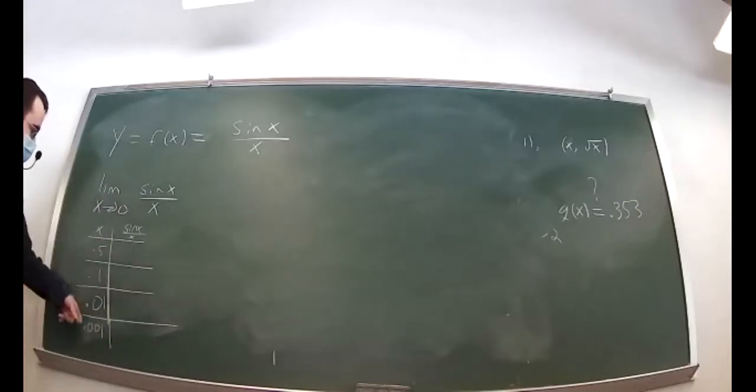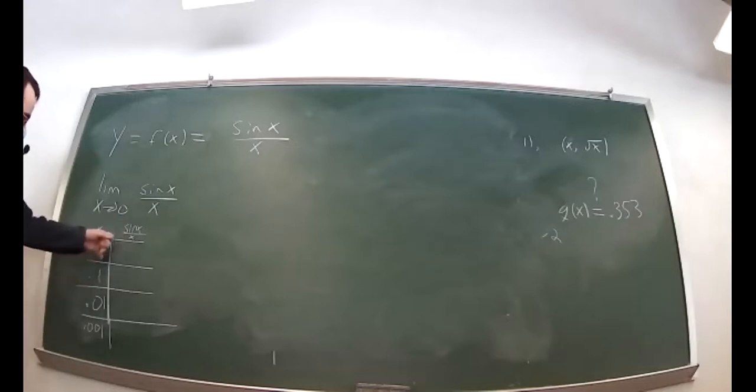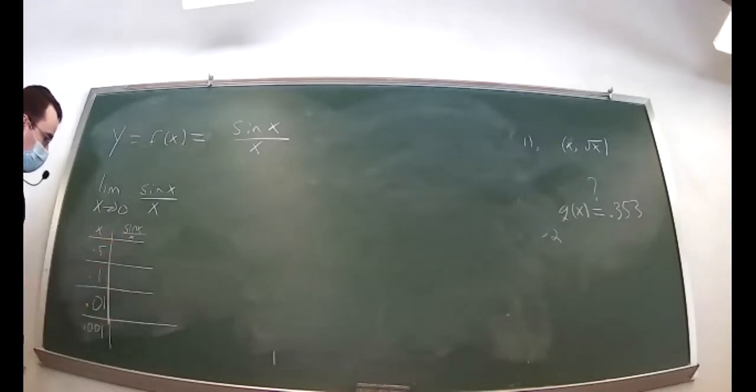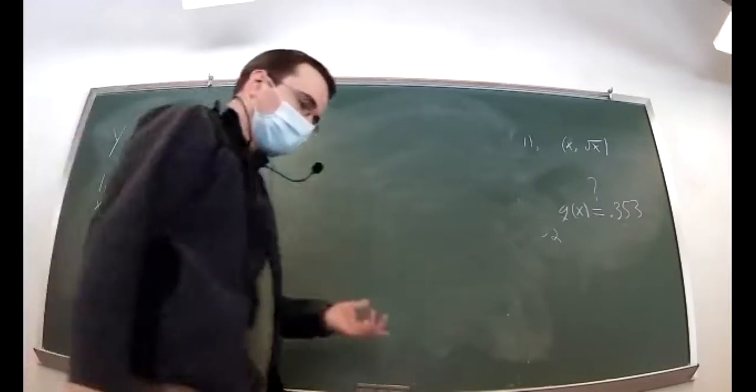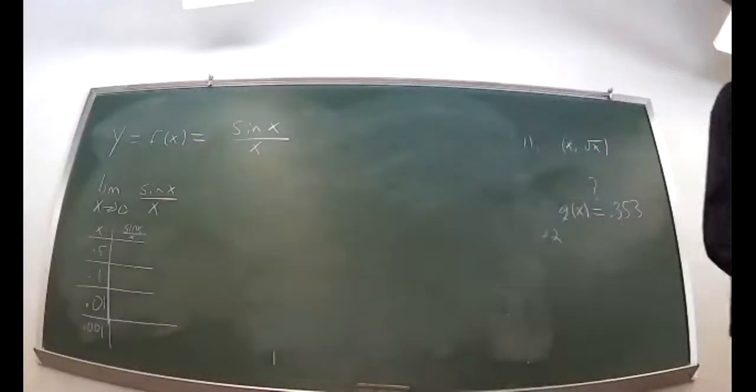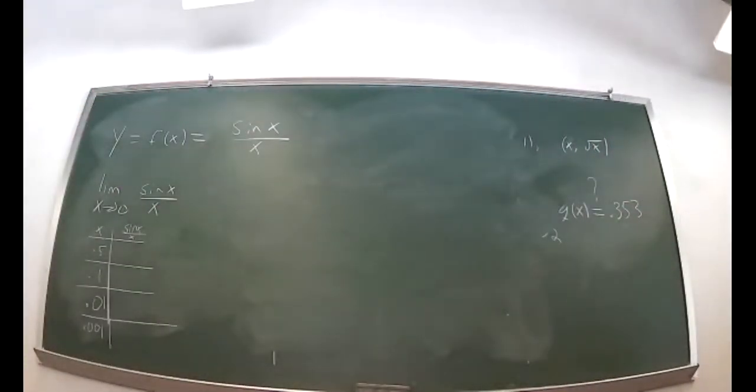What happens when you plug in these numbers into sine x over x? Does it appear to be approaching a singular number? So graph it or fill in the table. Either way, take a minute or two. What do you think is probably going to be the limit as x goes to 0 of sine x over x?